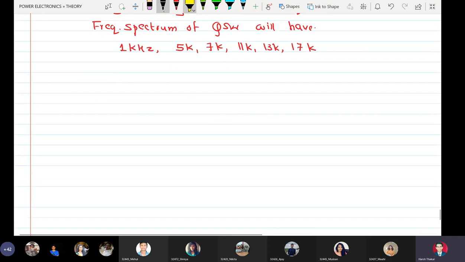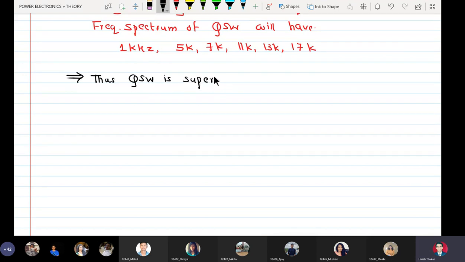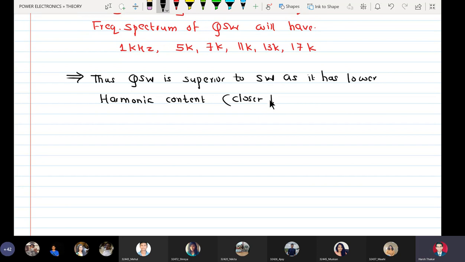So last statement is this: thus a Cauchy square wave is superior to square wave as it has a lower harmonic content. When I say lower harmonic content, that means it is closer to sine wave.